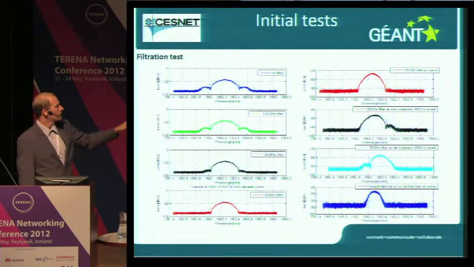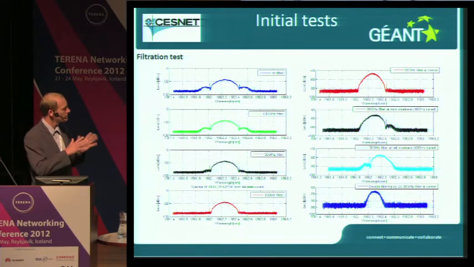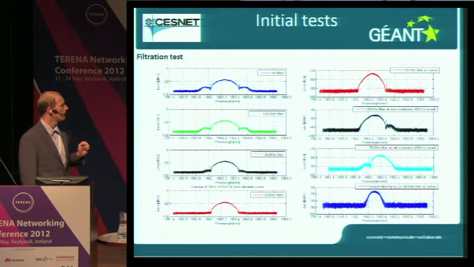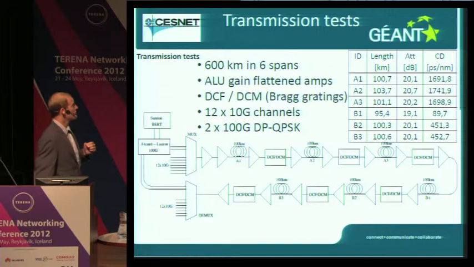We also tried, in the right bottom figure, double filtering, where you can see that the slopes of those two filters add up, and the filtering is really hard and narrow. So even for these two filters, the system was running with some increased advanced forward error coding corrections. So finally, to the transmission test.